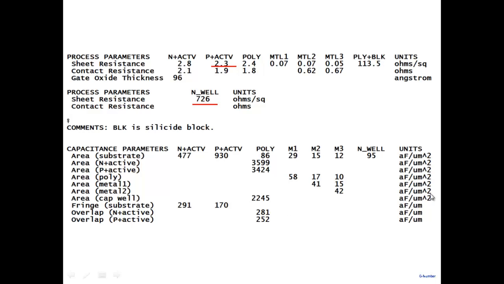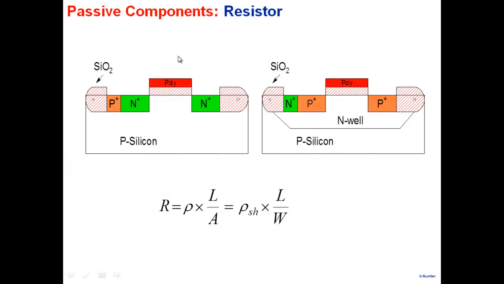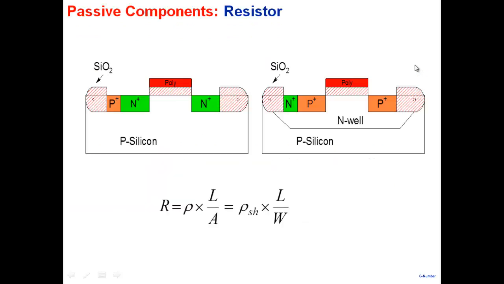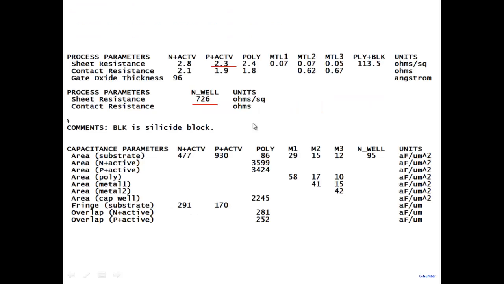So the manufacturer would give you this. That N plus active layer that I just talked about, its sheet resistance is 2.8 ohms per square. Note that resistance is in ohms, and L by W is unitless, right? So 2.8 ohms per square. If you make a square, L by W is 1, L is 1 and W is 1, so you get 2.8 ohms. That's N plus.